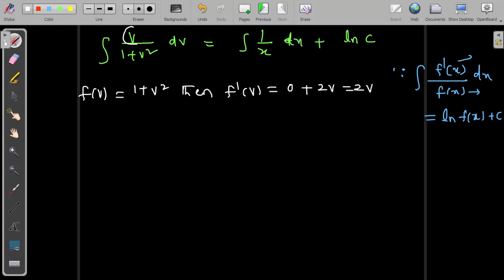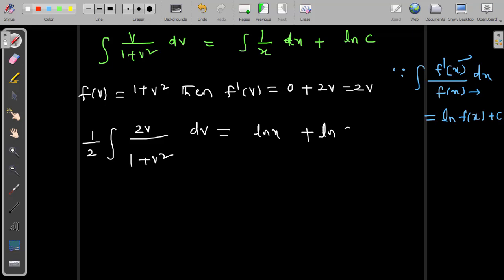But if we look, in the numerator we have only v. In that case, what to do? I have to multiply and divide by 2, which means 1 by 2 times the integral. So I'm writing here 2v by 1 plus v square dv equals, right side, no problem, the integration of 1 by x is ln x plus ln c.